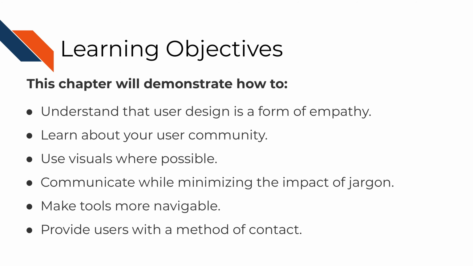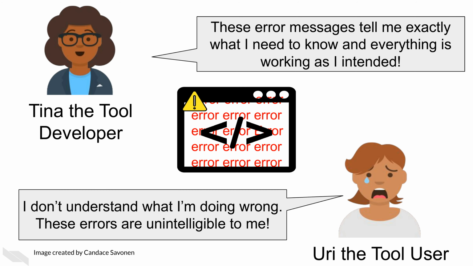Learning objectives. This chapter will demonstrate how to understand good documentation increases the impact and usability of software tools. Understand good documentation is helpful for both tool developers and users. Tina and Uri both are looking at Tina's tool that has error written all over it with a warning sign. Tina says, "These error messages tell me exactly what I need to know and everything is working as I intended." But Uri says, "I don't understand what I'm doing wrong. These errors are unintelligible to me."